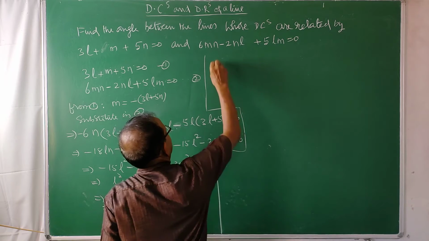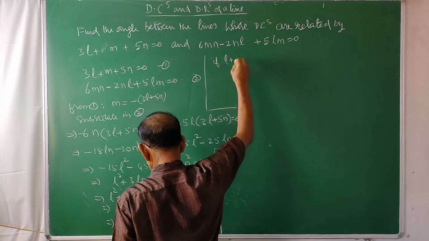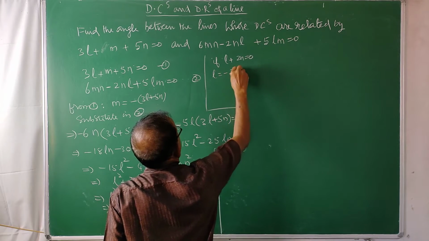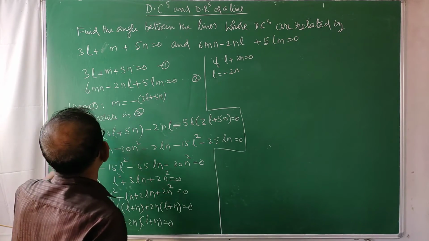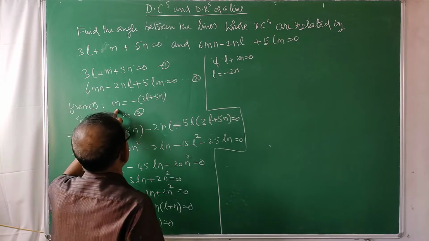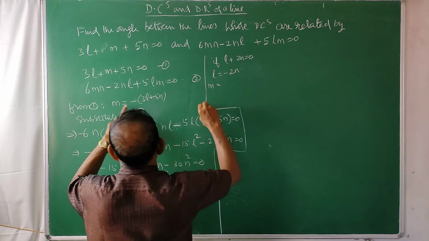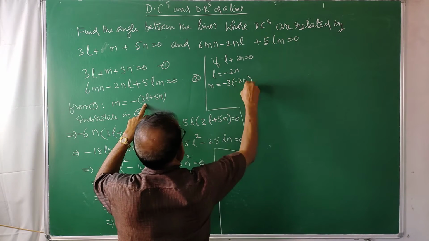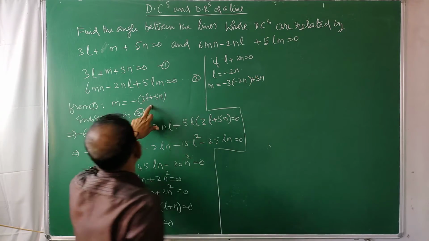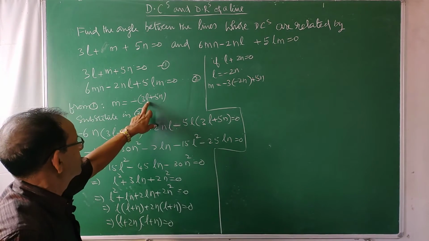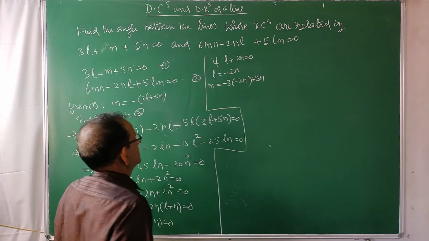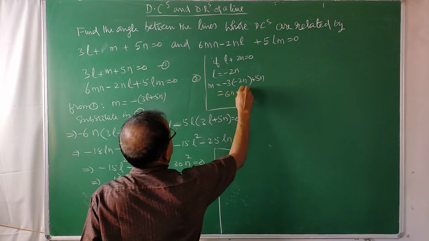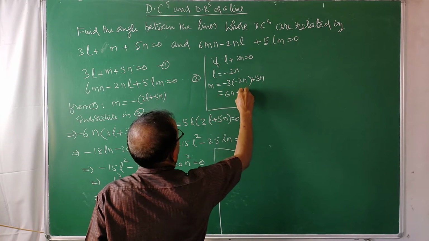If L plus 2N is equal to 0, L is equal to minus 2N. Then from this, what is M? M is equal to minus 3L minus 5N. From this, M is equal to, because L is minus 2N, minus 3 into minus 2N, so this is 3 into 2, plus 6N plus 5N.